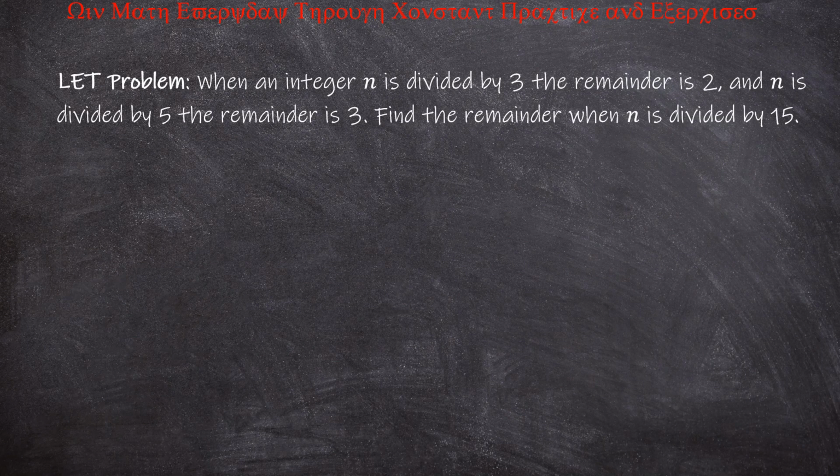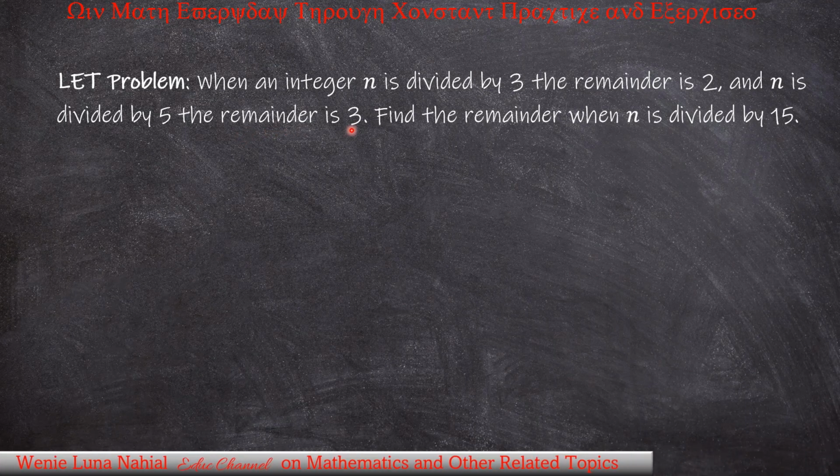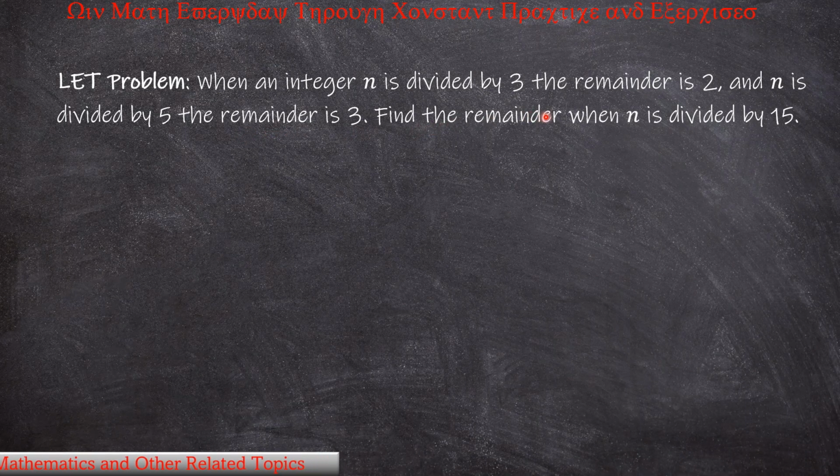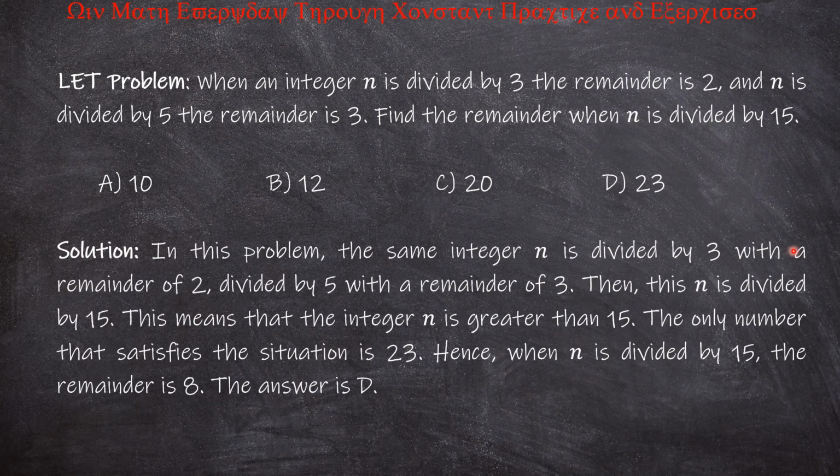Next problem. When an integer n is divided by 3, the remainder is 2. And when n is divided by 5, the remainder is 3. Find the remainder when n is divided by 15. Choices: A, 10; B, 12; C, 20; D, 23.